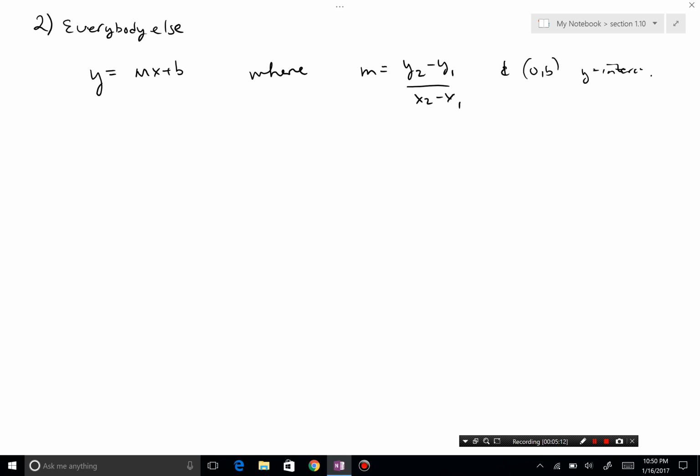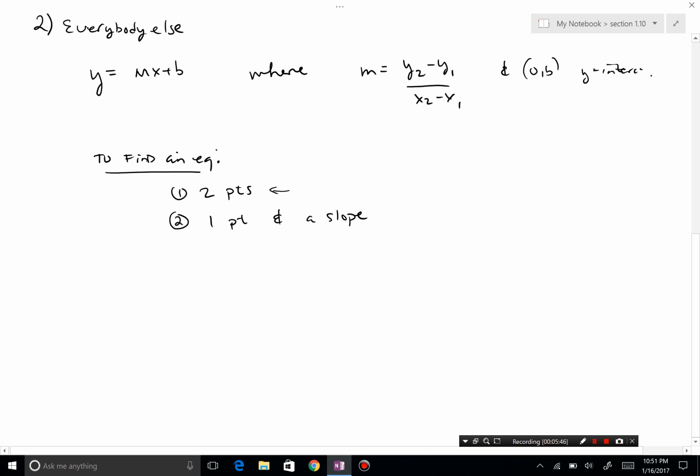In order to find an equation of a line, you need one of two sets of descriptions. You either need 2 points, or you need 1 point and a slope. Now, I'm going to conjecture that both of these are actually the same thing. What do I mean by that? Well, if you were given 2 points, you'd use them to find the slope, and then use one of those points to find the rest of the line.